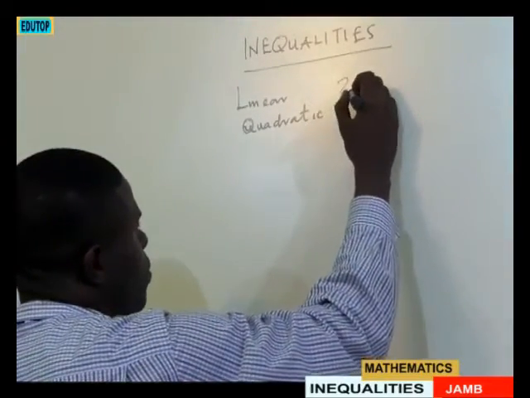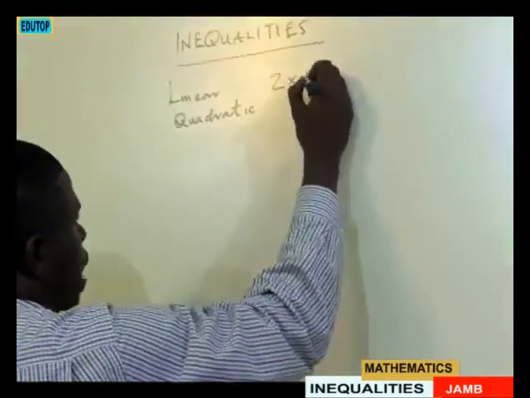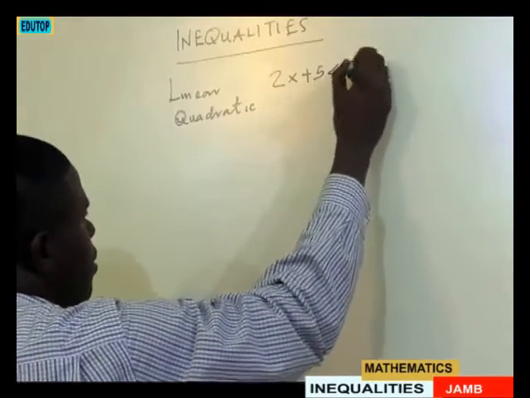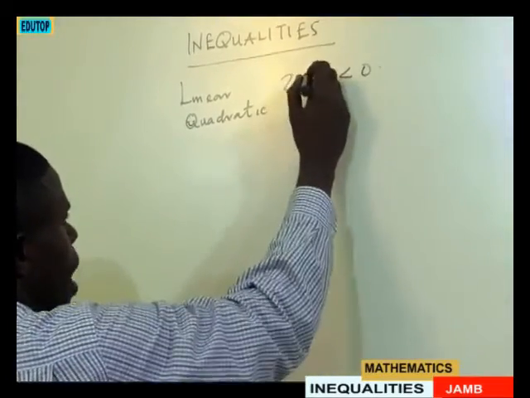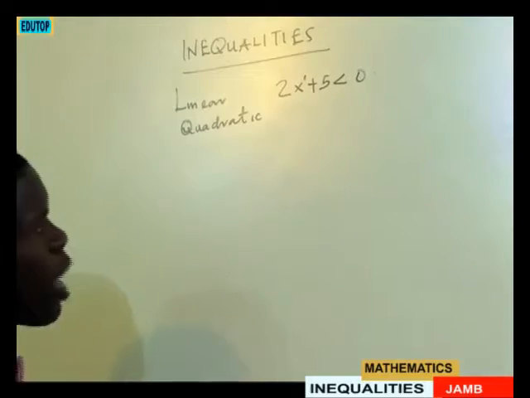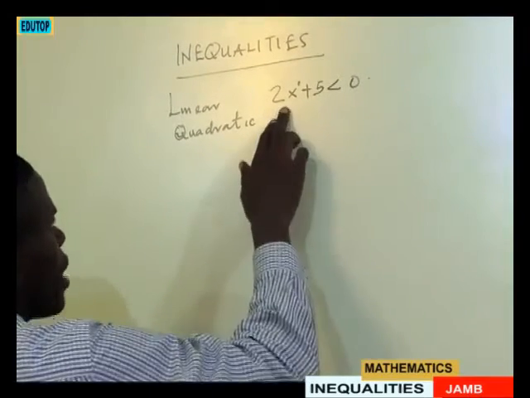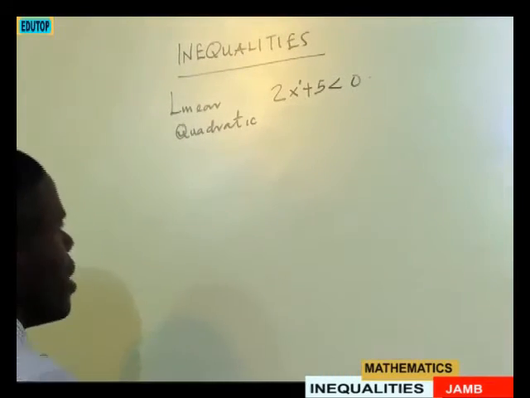For example, 2x plus 5 less than 0. This is a linear inequality. Linear inequality is this because the power of our x here is 1. So we are expected to get one value for x. That is why it is linear.